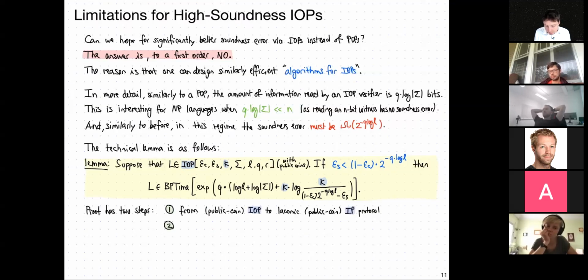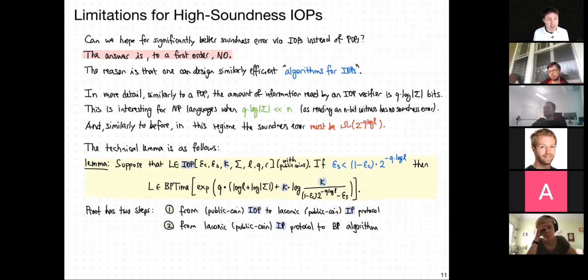And the proof has 2 steps. Like before, we're going to go from a public coin IOP to a laconic public coin IP protocol, and from a laconic public coin IP protocol to a BPV algorithm. And the way you do this first step is quite similar to the previous first step. You're going to basically guess the answers and send them. The main difference is you have to guess for different rounds separately. And so you preserve the round complexity of the IOP. And that's why you're going to have an IP protocol rather than an MA proof.